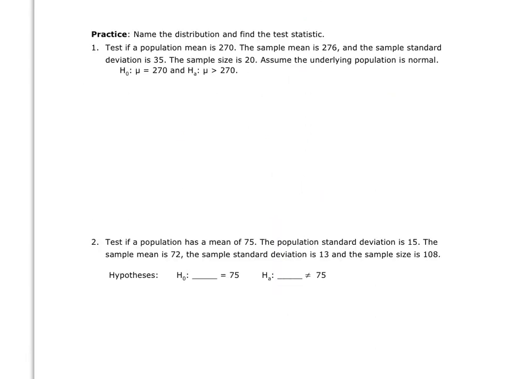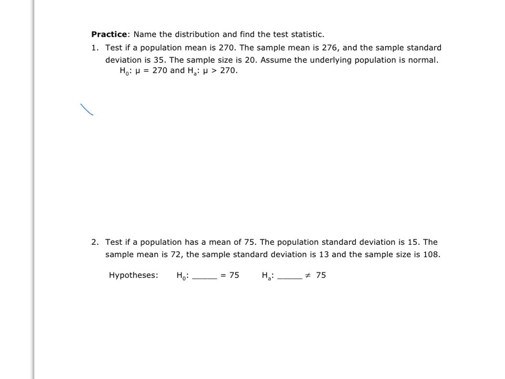Let's practice step 2. We're going to test if a population mean is 270 with a sample mean of 276 and sample standard deviation of 35, and the sample size is 20. We assume that the underlying population is normal. The hypotheses are given to us there, and we want to determine what distribution.